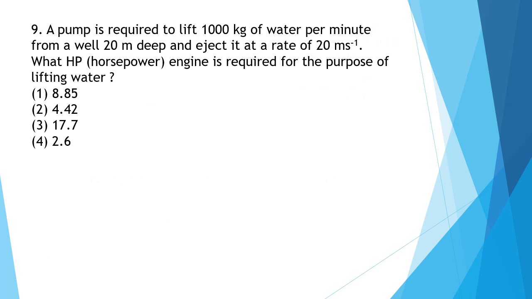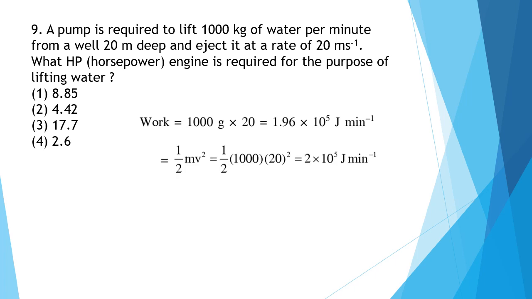Question 9. A pump is required to lift 1000 kg of water per minute from a well 20 meters deep and eject it at a rate of 20 meters per second. What horsepower engine is required for the purpose of lifting water? Now work done per minute by potential energy will be mgh, so it will be 1000 into g into 20. So it will be 1.96 into 10 to the power 5. Now work done with respect to kinetic energy per minute will be half mv square. So that will be equal to half into 1000 into 20 square. So it will be 2 into 10 to the power 5.